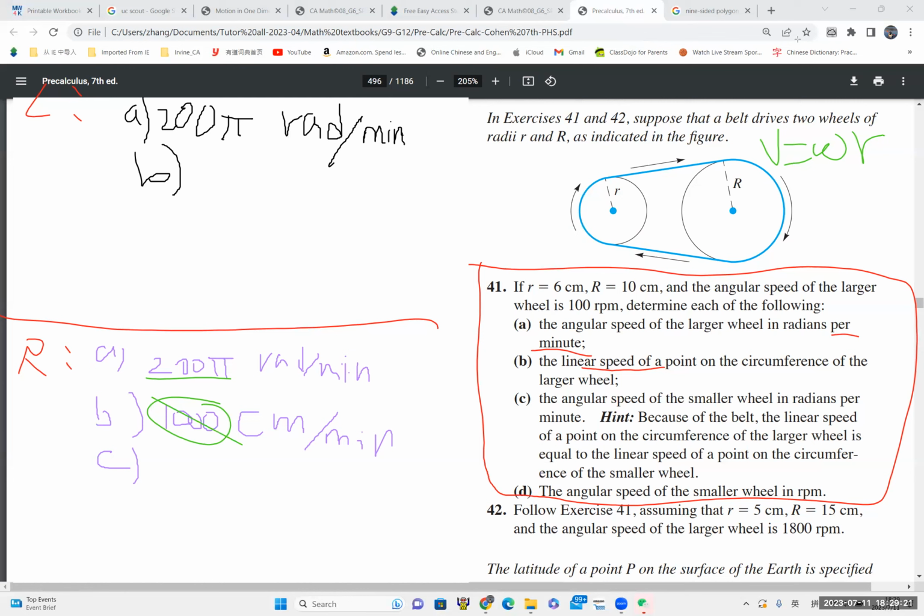Yeah, Neil, keep going. The formula for part B is here.